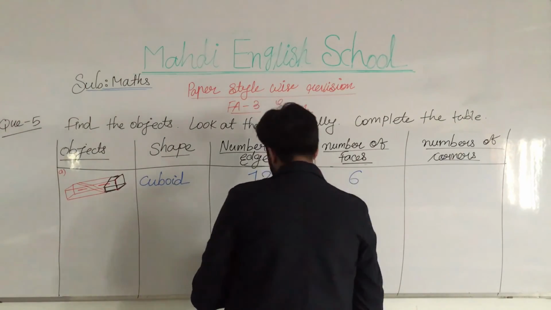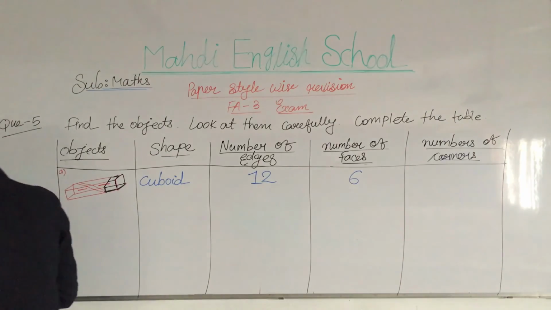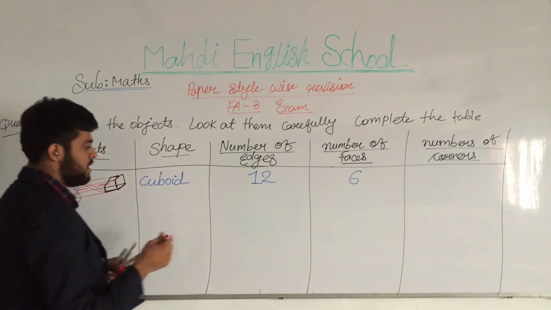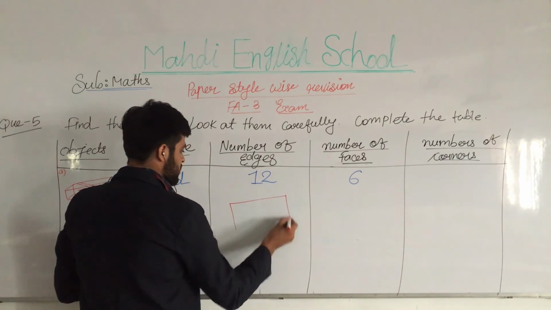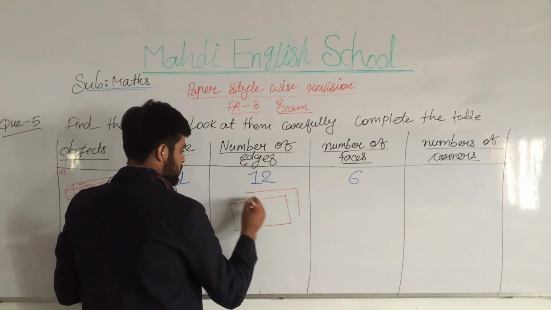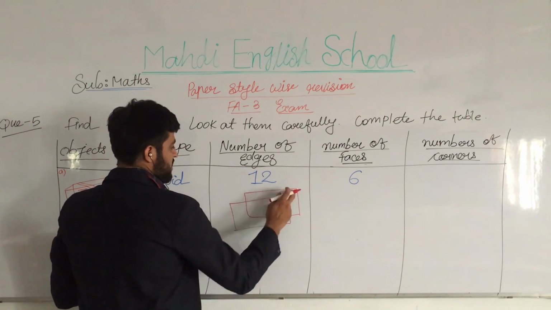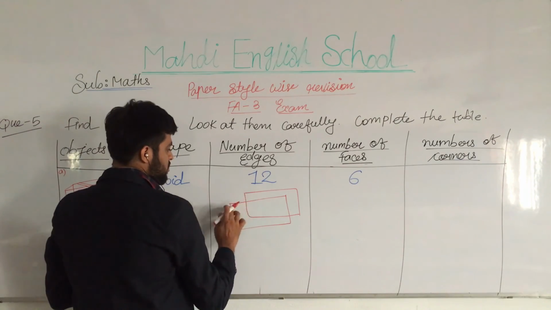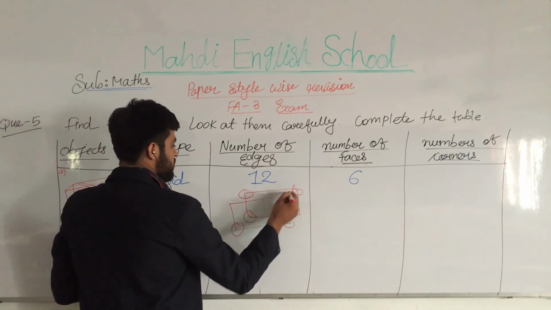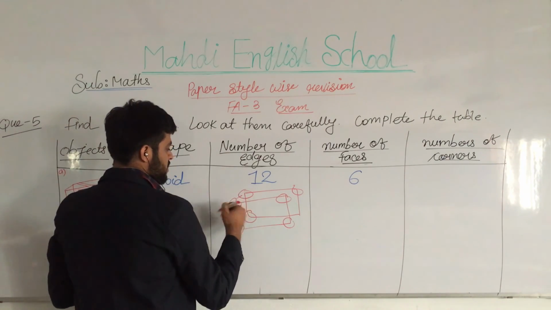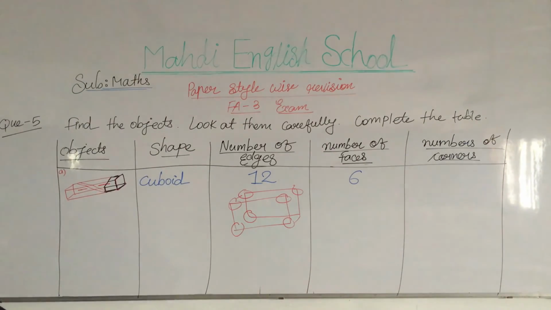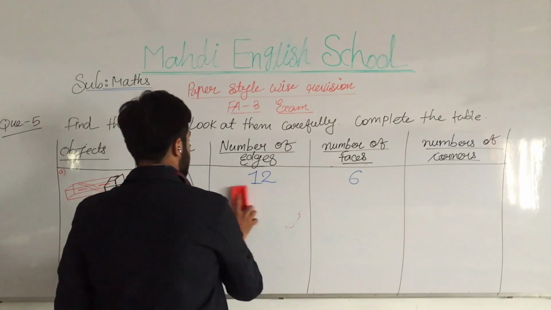Now we are going to count the corners, my dear students. See how many corners. Again I draw. 1, 2, 3, and 4, then 5, 6, 7, and 8. Understood? 1, 2, 3, 4, 5, 6, 7 and here 8. So how many, my dear students? Number of corners is 8.